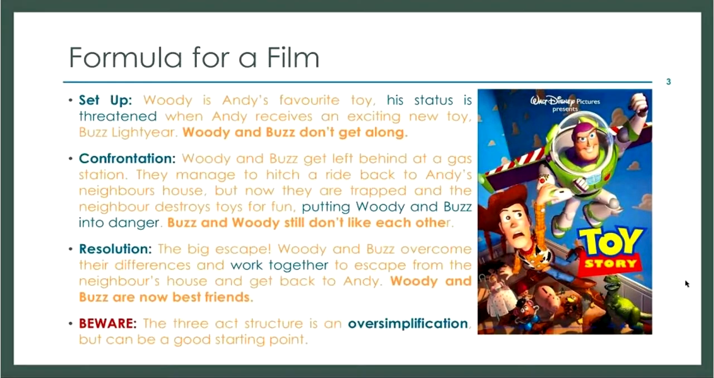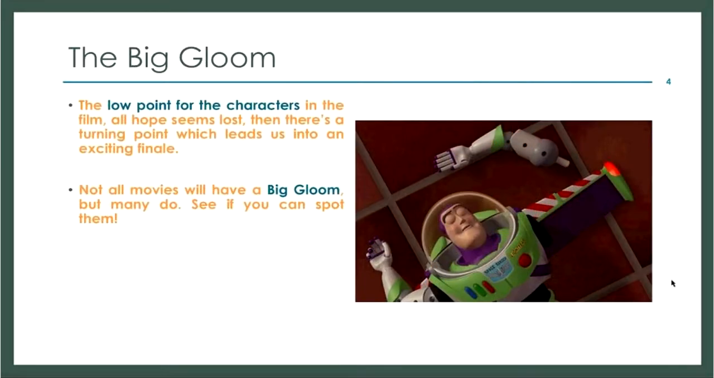So let's move on to our storytelling techniques. The big gloom is an example of a cinematic trope. It is a name given to the point in the film when everything seems lost, when the main characters are at the lowest point. But then something will happen to make them hopeful, say, an intervention by a supporting character, or something like that.